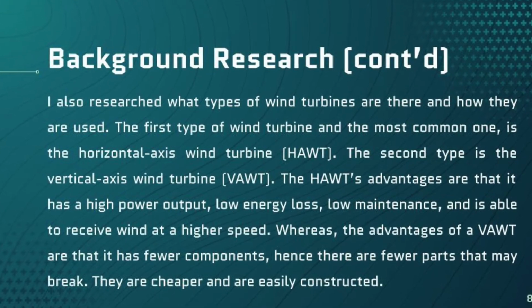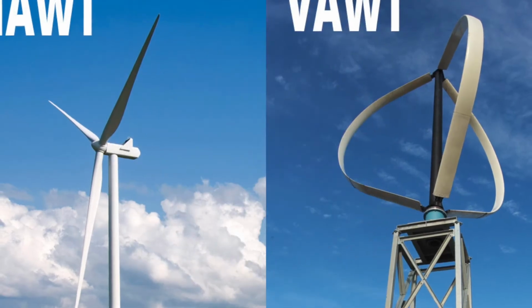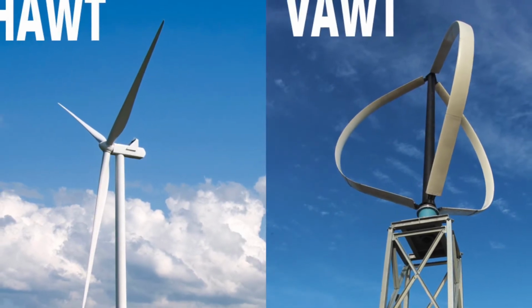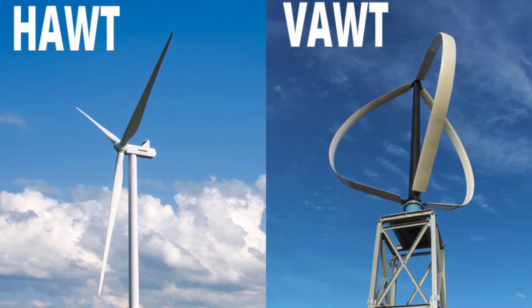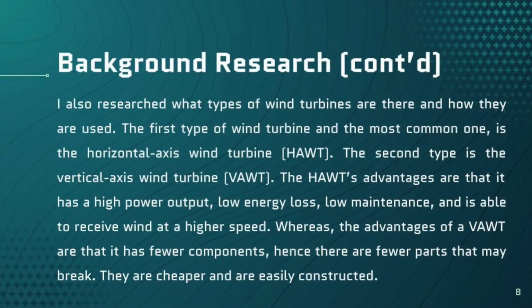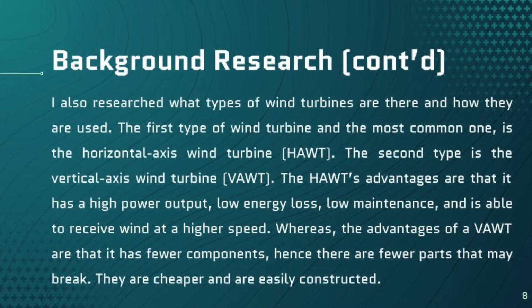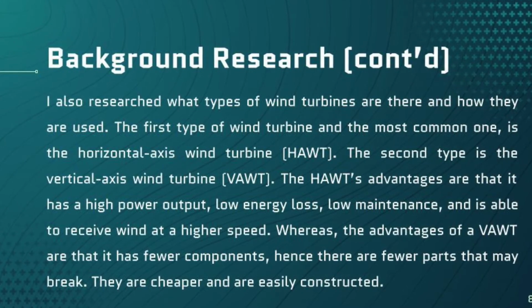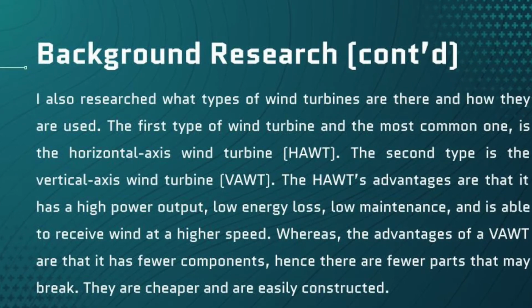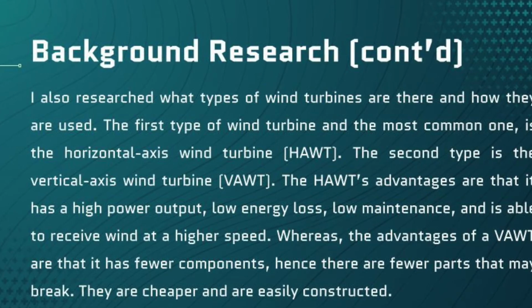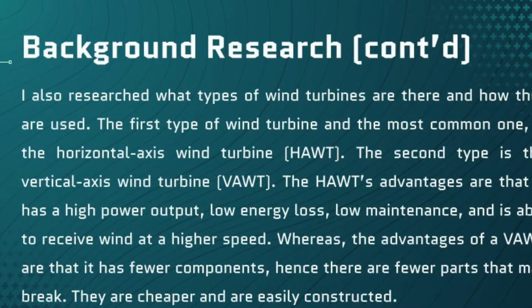I also researched what types of wind turbines there are and how they are used. The first type of wind turbine, and the most common one, is the horizontal axis wind turbine, or HAWT. The second type is the vertical axis wind turbine, or VAWT. The HAWT's advantages are that it has a high power output, low energy loss, low maintenance, and is able to receive wind at a higher speed. Whereas the advantages of a VAWT are that it has fewer components, hence there are fewer parts that may break. They are cheaper and are easily constructed.